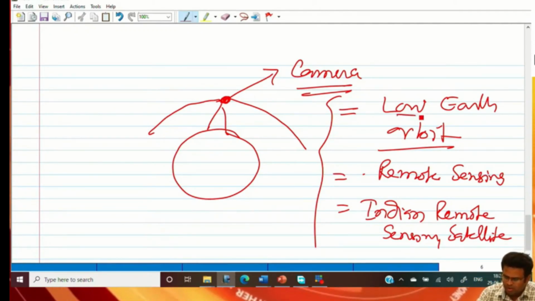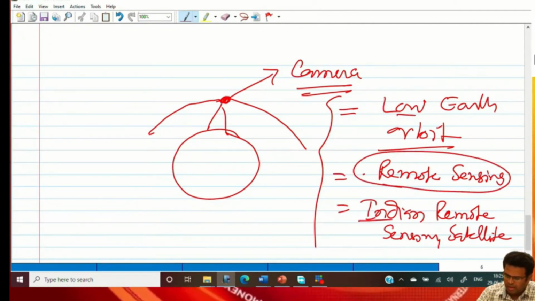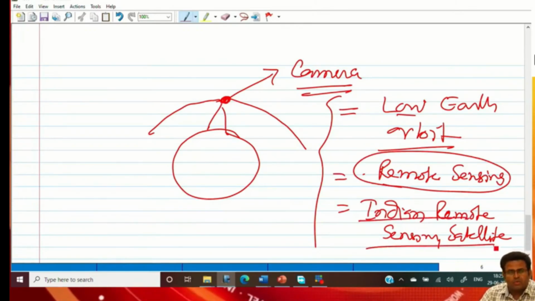So in low earth orbit, remote sensing will be there, and Indian remote sensing satellites. Such satellites are known as Indian remote sensing satellites, and they are very good with pictures.